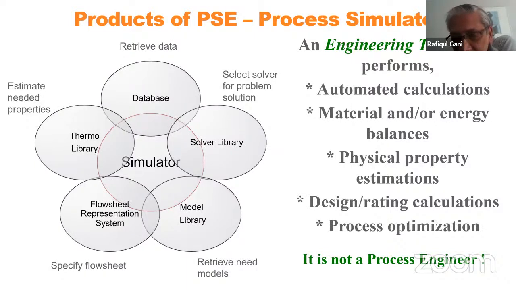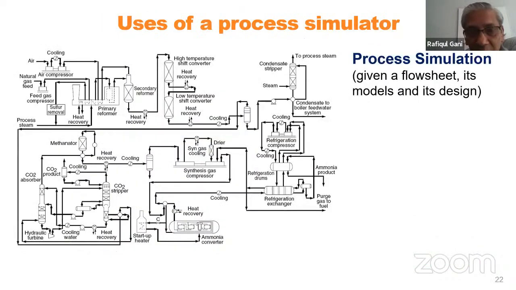It does not decide. The process engineer decides. Whatever the process engineer gives, the process simulator calculates and gives. A very common problem is the process simulation. You give the flow sheet and you perform the simulation. And on the picture, you see an ammonia process.